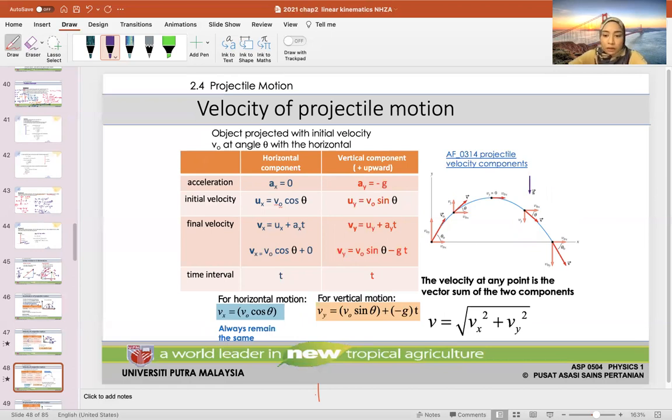Kat sini cakap, okay, the velocity at any point is the vector sum of the two components. Let's say you know what is the Vx here and what is the Vy here. Semua juga macam chapter 1 punya cerita vectors. If we want to know what is the V acting here, then we use the Pythagoras theorem, Vx squared plus Vy squared. Okay, and sama juga if you want to know the angle of this guy with respect to the x-axis, therefore you use the inverse tangent Vy over Vx. Sama je. This is all vectors. So you are using the equation from chapter 1.